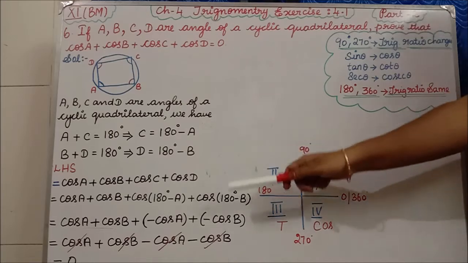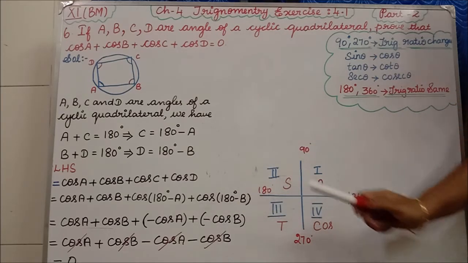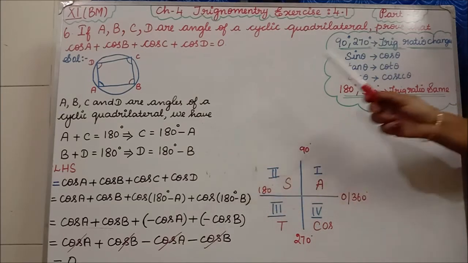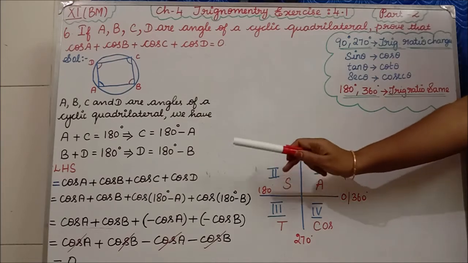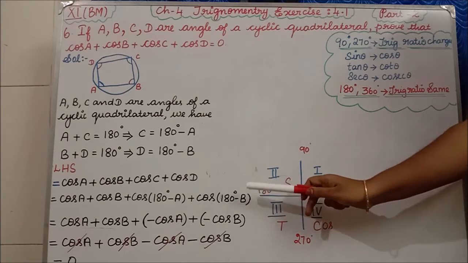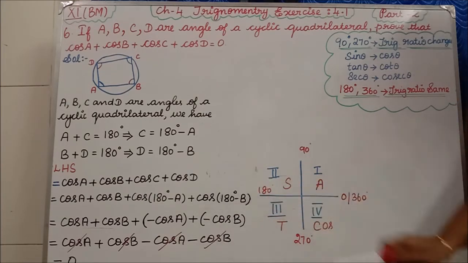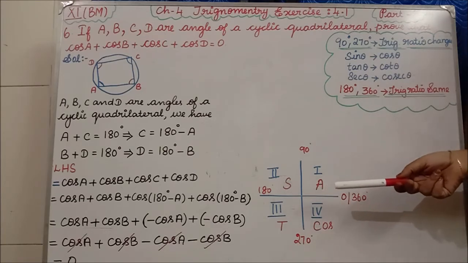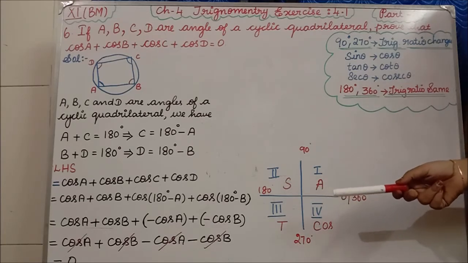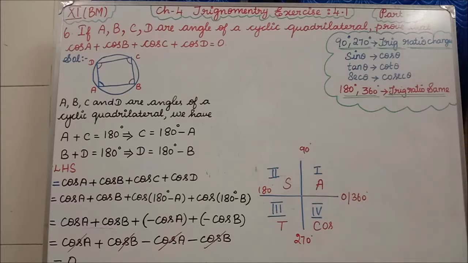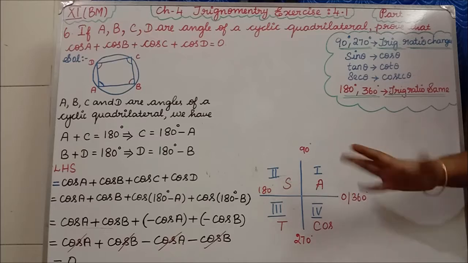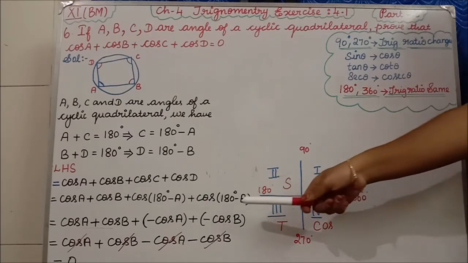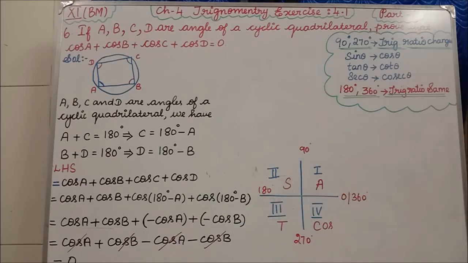Clear? Then plus cos of 180 degrees minus B. Again for this also I am using 180, so the trigonometric ratio will be the same. So cos means cos I am writing. Cos of 180 degrees minus B means cos B I am writing. Here also, 180 degrees minus B will come in the same second quadrant. In the second quadrant only sine is positive, so cos is not positive, isn't it? So for that I am writing minus there.